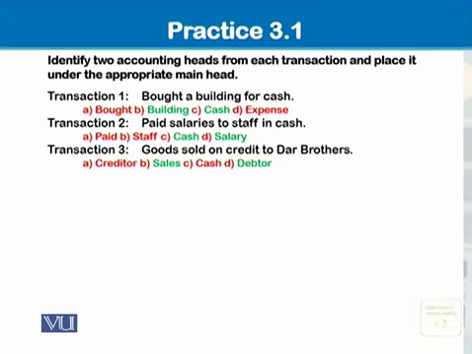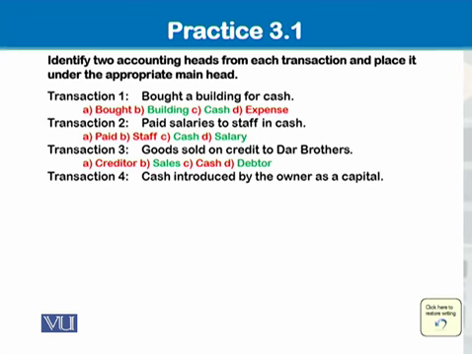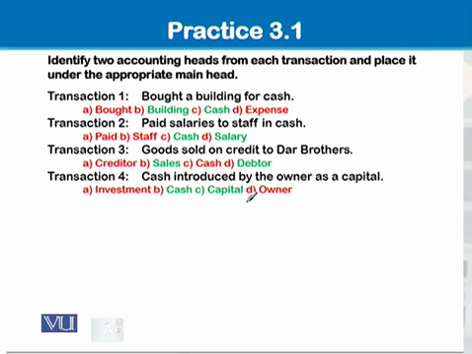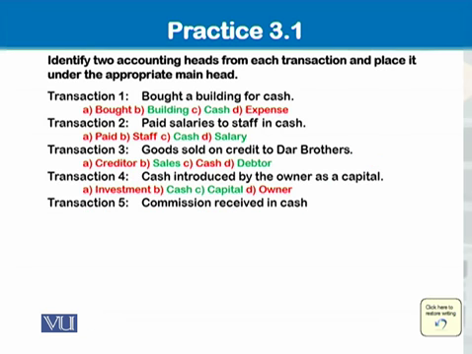That's good. Well, next transaction is cash introduced by the owner as a capital. In this transaction, we see that we have introduced cash. The owner has introduced cash in the business. So cash is one accounting head. Since owner introduced this as capital, the second accounting head is capital. Okay? Let's move forward. Transaction 5.